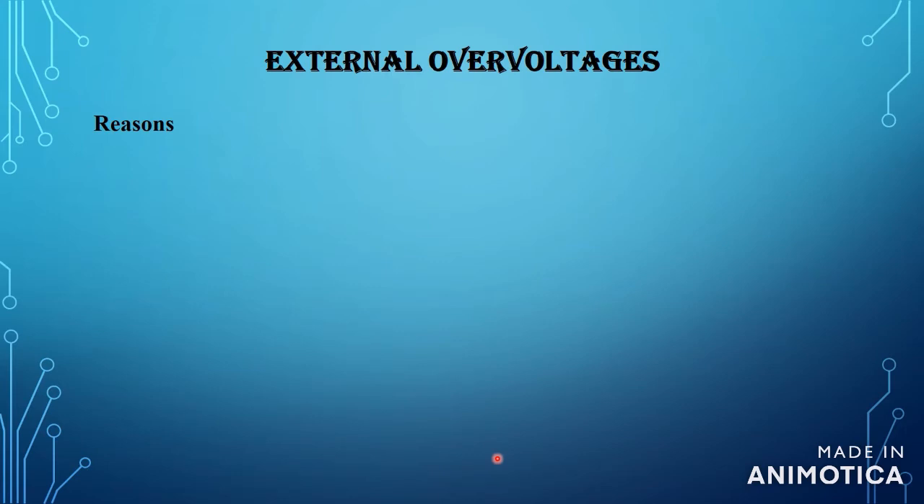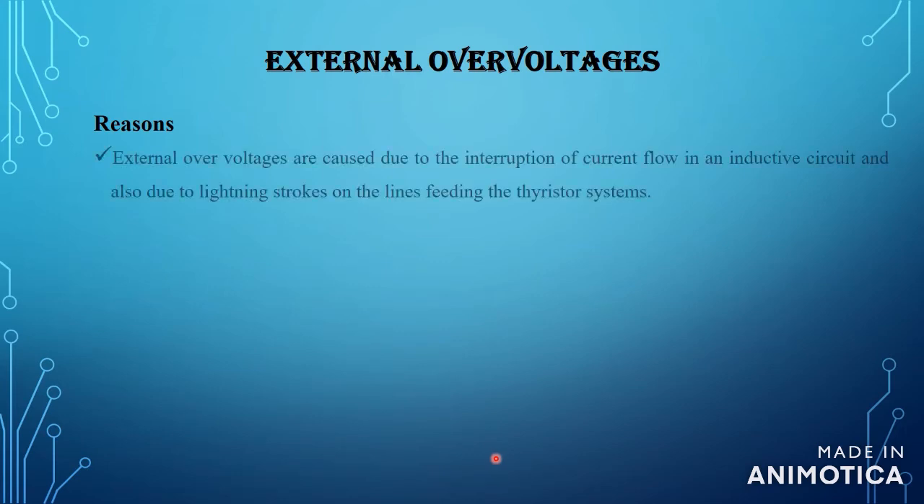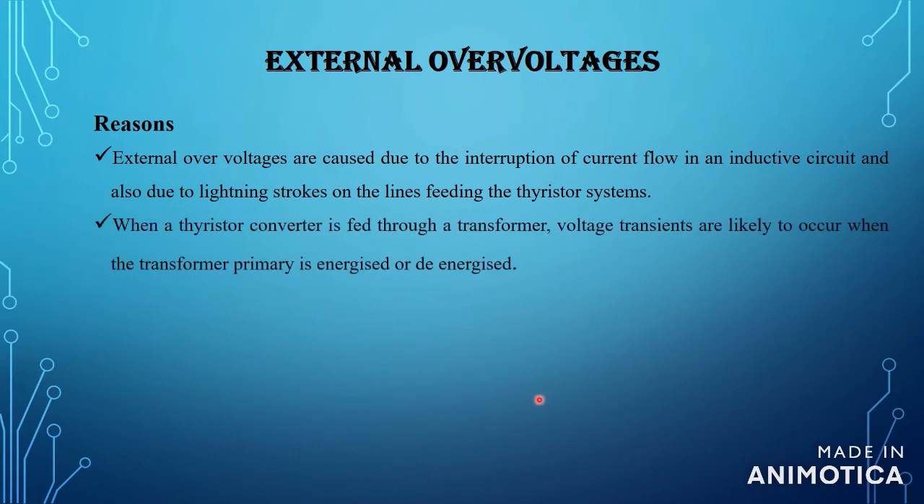So these external over voltages are mainly due to the lightning strokes or interruption of current flow in the inductive circuit. So these lightning strokes will occur on the lines feeding the thyristor system. So this may also be due to the energizing or de-energizing of the transformer primary.